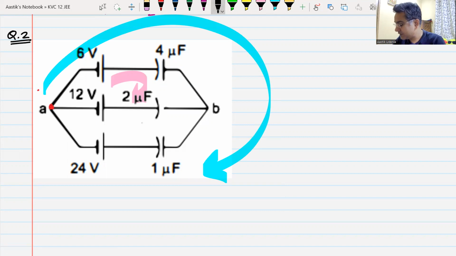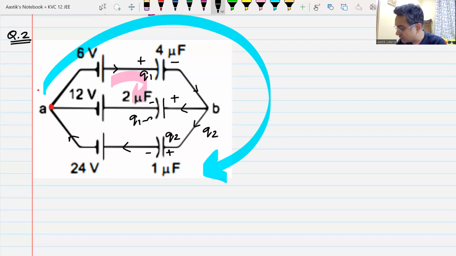So I will start giving charge. This will be plus, this will be minus. The charge coming on this will be Q1. Q1 will be coming here in this branch. Q2 will be going, so this will be plus Q2, minus Q2. And then it would be coming like this. In this branch, it would be plus and minus Q1 minus Q2.